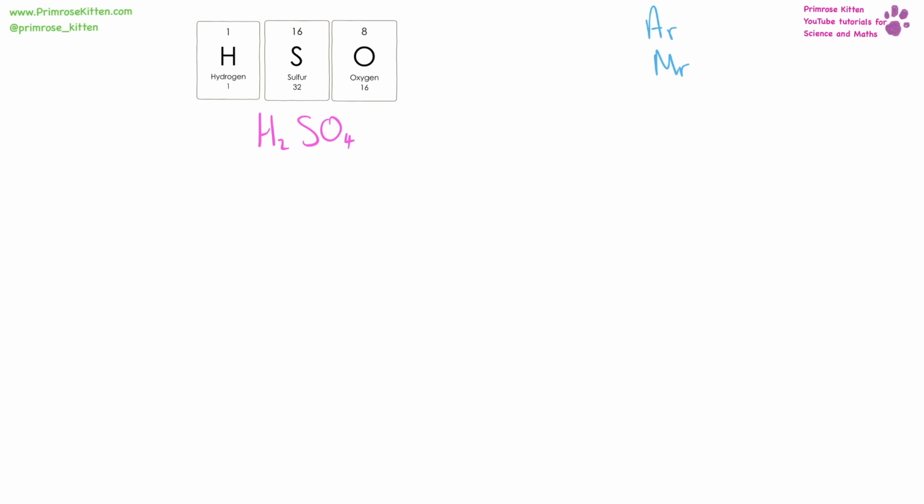When you are working out the Mr, which is the relative formula mass, you need to take all of the Ars, which is the relative atomic masses, and add them together. Now the mass, remember, is the larger number of the two. Doesn't matter where it's located, it is the larger number of the two. So hydrogen has a mass of 1 and we have 2 of them. Sulfur has a mass of 32. Oxygen has a mass of 16 and we have 4 oxygens. So 1 times 2 is 2 plus 32 plus 16 times 4, which is 64. Add those together, we get 98.